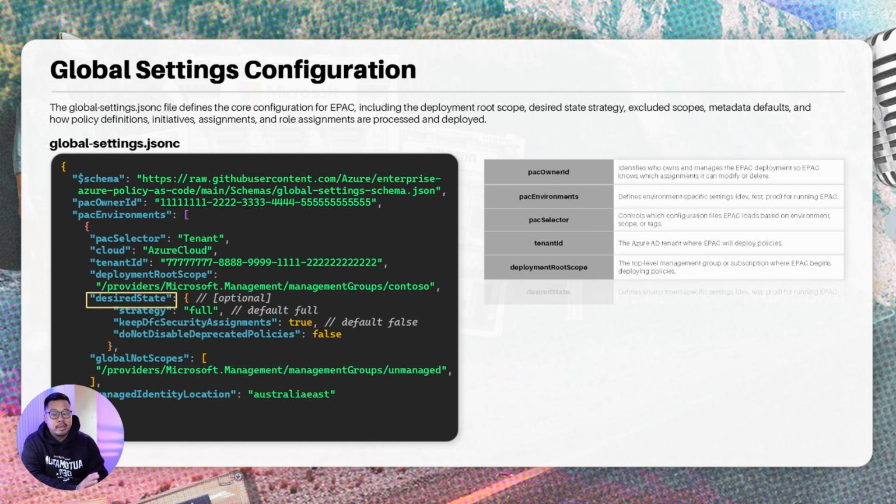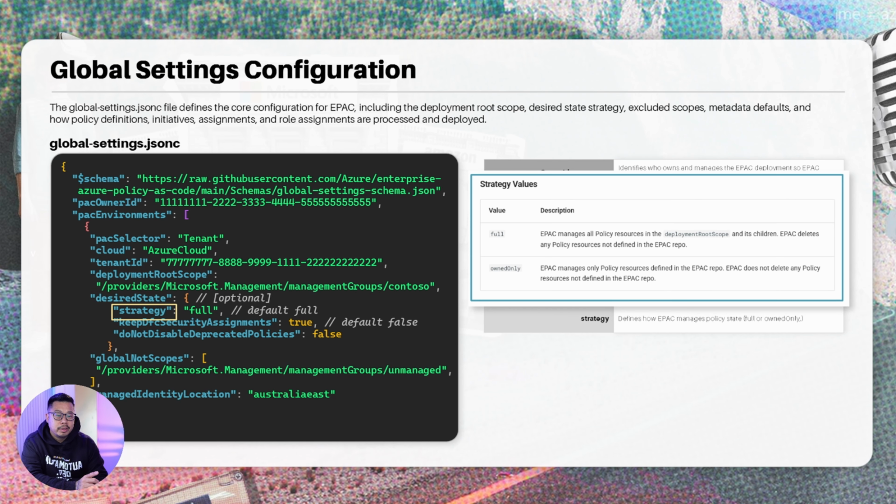So next up is desired state. So desired state has a very key attribute, which is strategy. So I've got a screenshot here, which is actually from the EPAC documentation. So I'll read exactly what they do. So there's full, which means EPAC manages all policy resources in the deployment root scope and its children. So EPAC will delete any policy resources not defined in the EPAC repo. So full basically means if there's any policies that don't have a PAC owner ID, it will delete them.